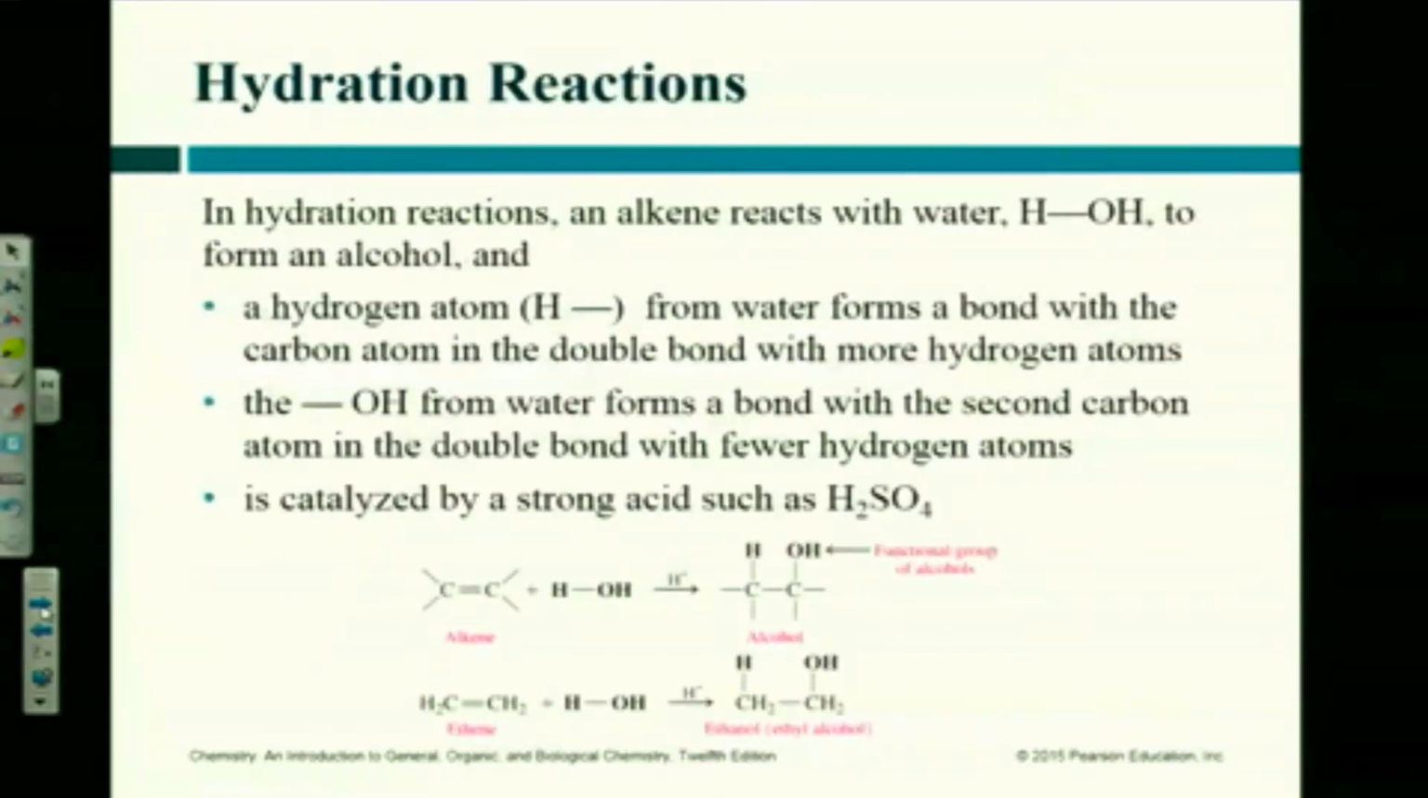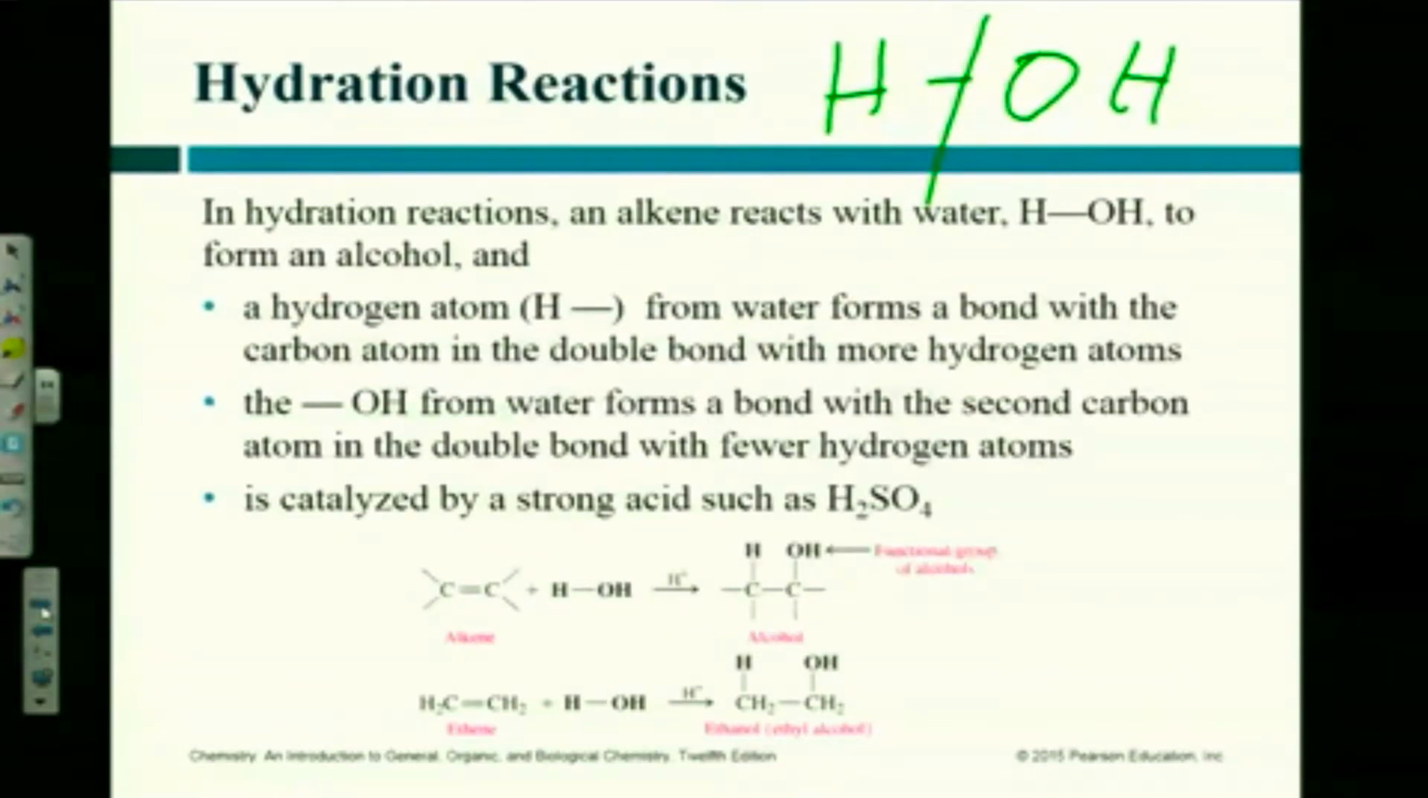Now, hydration reactions. Remember I said we're going to write water like this. So on one side of the double bond, we're going to add hydrogen, and on the other side of the double bond is going to get OH. OHs make alcohol molecules, okay? We're going to learn about them next week, like ethanol. Right? So, the question is, how do you know which side of the double bond the hydrogens and the OHs go with?